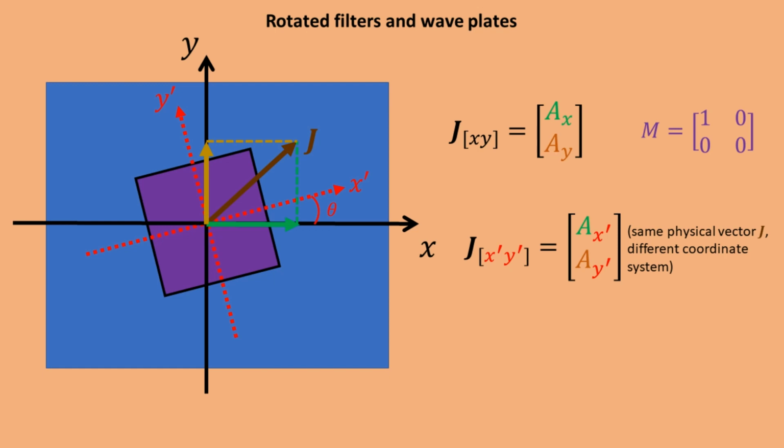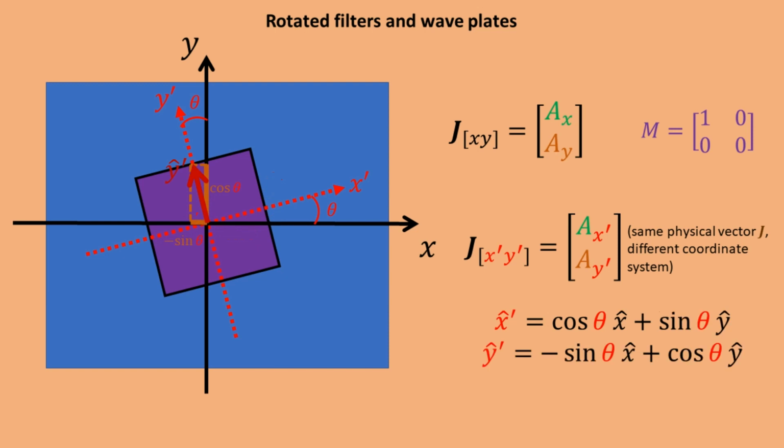In order to describe how the rotated polarizer acts on the field, we need to figure out how we can find Ax', Ay' from Ax and Ay. To do this, let's first see how the basis vectors of the xy basis are related to the basis vectors of the x', y' basis. If the primed basis is rotated by an angle θ with respect to the unprimed basis, then one can see that the x' basis vector is given by cosθ times the x basis vector plus sinθ times the y basis vector. The y' basis vector is given by minus sinθ times the x basis vector plus cosθ times the y basis vector.